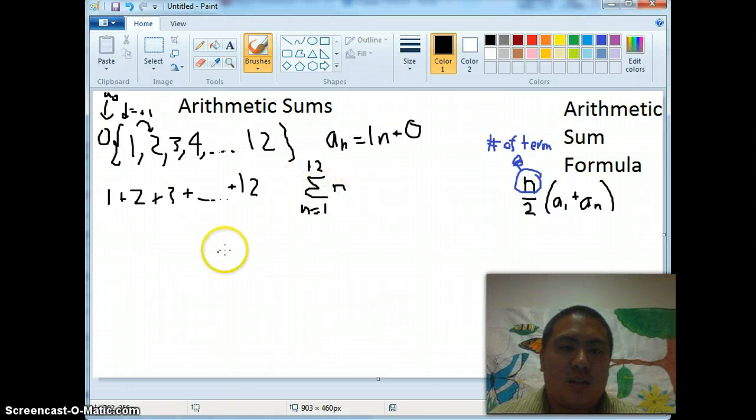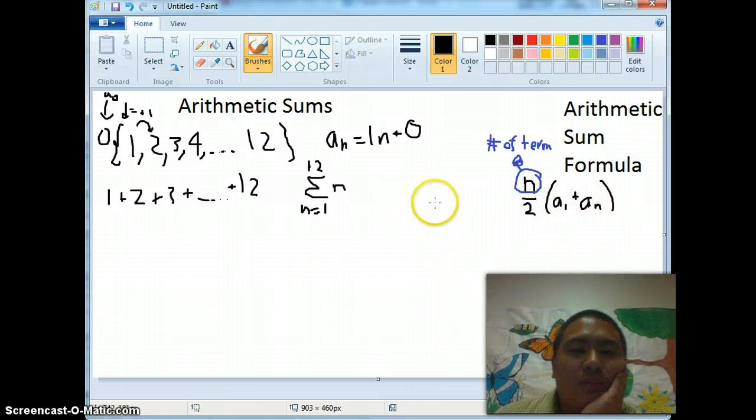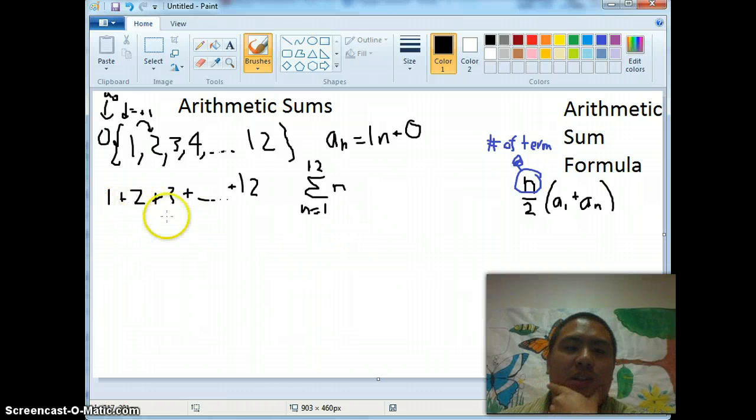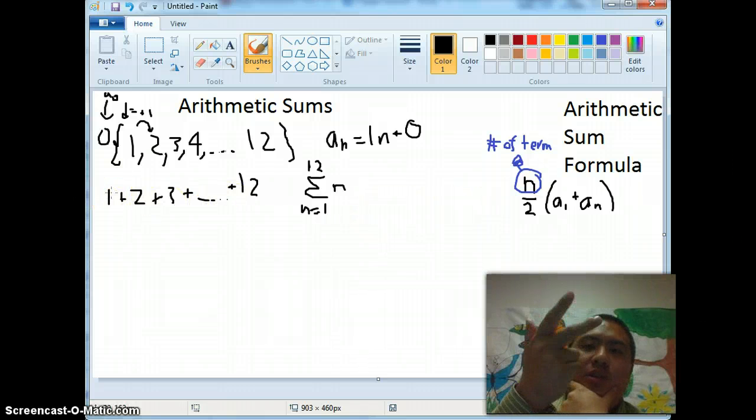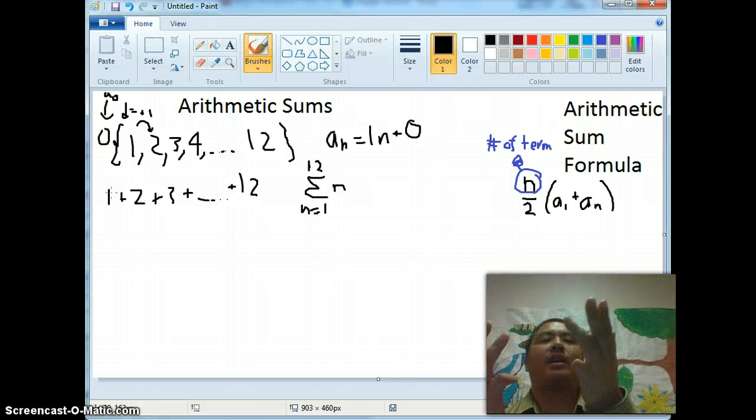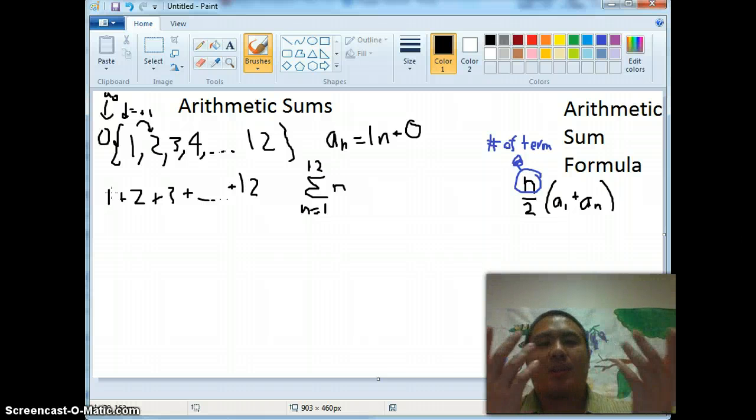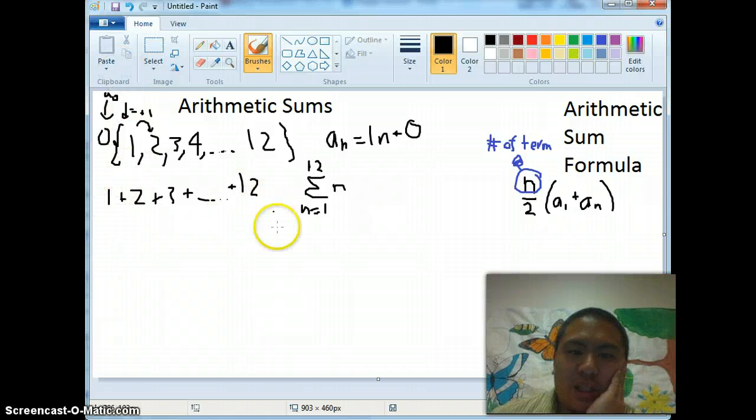And then we know from the arithmetic sum formula we have this formula over here, n over 2 times a sub 1 plus a sub n. So what we're going to do is figure out how many terms there are. If you're going to count it off, you would have 1, 2, 3, 4, 5, 6, 7, 8, 9, 10, 11, 12. So there'd be 12 things being added, and that's what this would be. So it'd be 12.